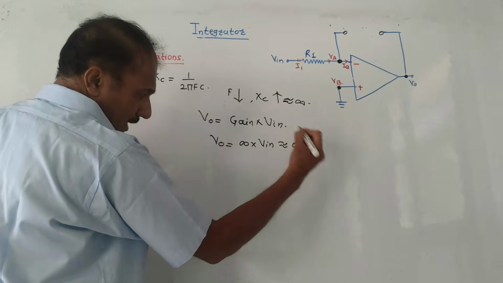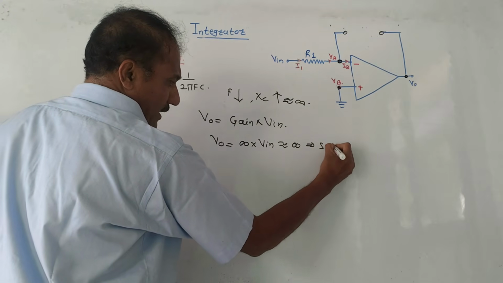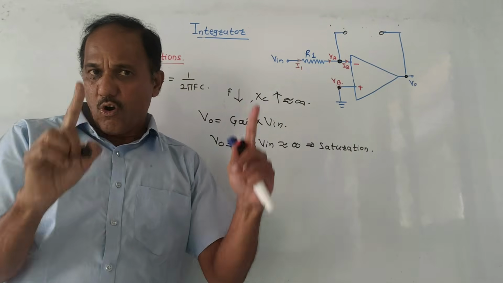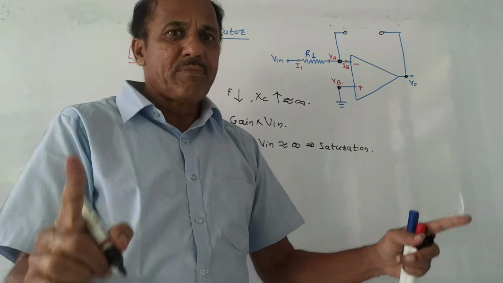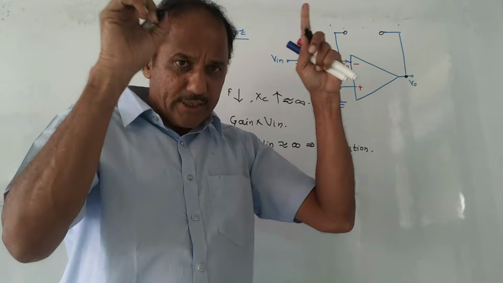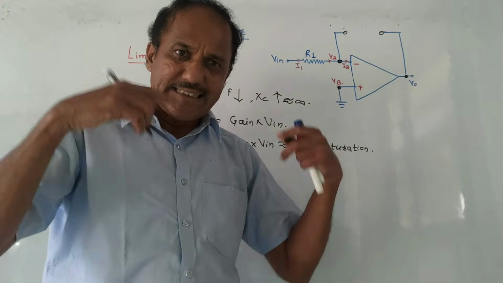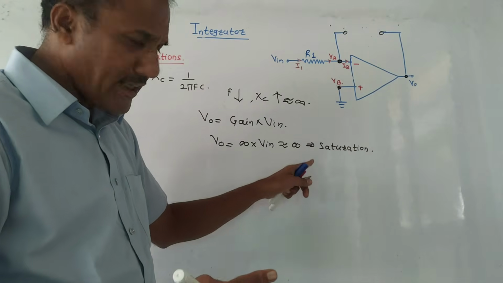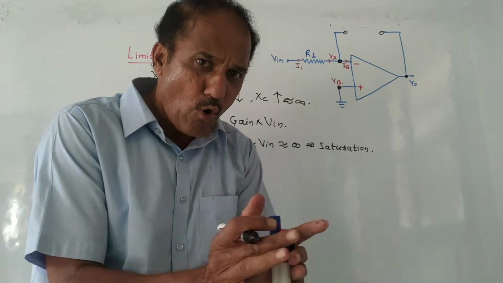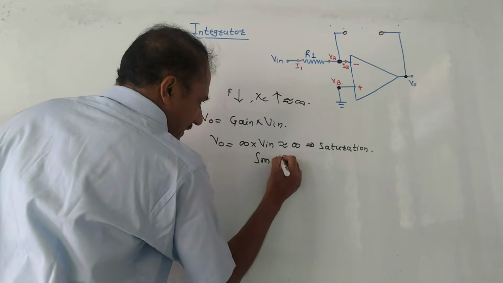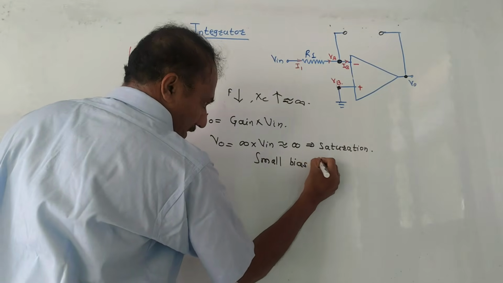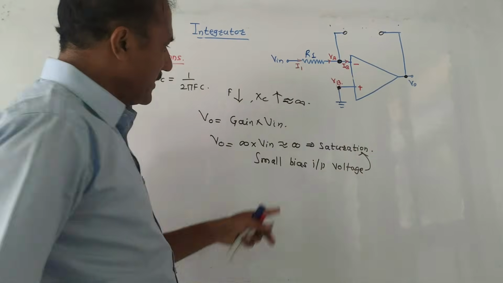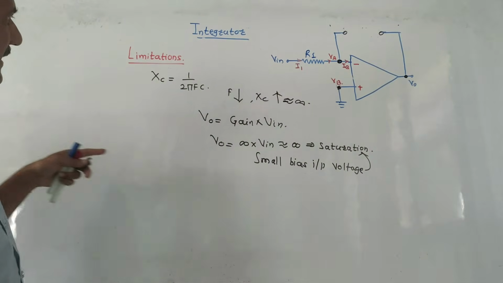In case of op-amp, it indicates this value goes up to the saturation level. Thus, the first limitation of ideal integrator is that if frequency is very small, or in case of DC signal, or when AC signal is absent, the capacitor is open circuited and the output voltage goes to saturation even for a small bias input voltage. This is the first limitation of ideal integrator.